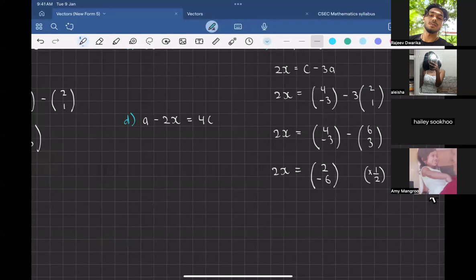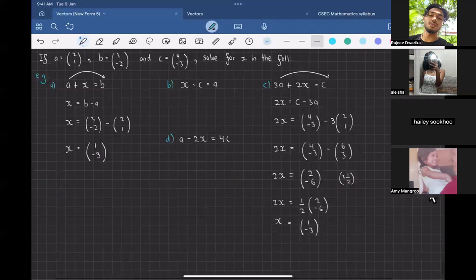Alicia, what's 2 by a half? Where's 2 by a half? I'm going to find one for x. And I didn't learn anything called vector division. So it should look like this: a half of (2, -6), which will just be equal to (1, -3). So that's what x is equal to.